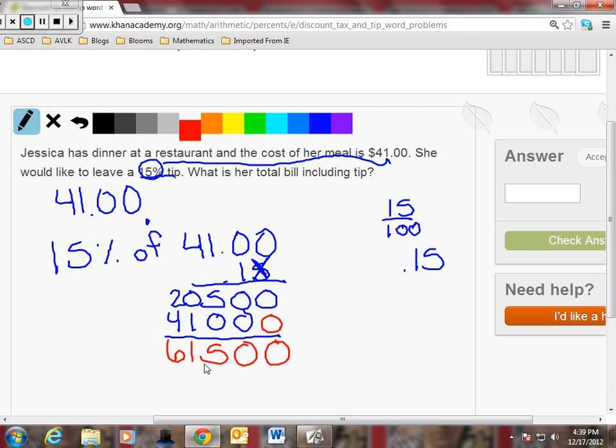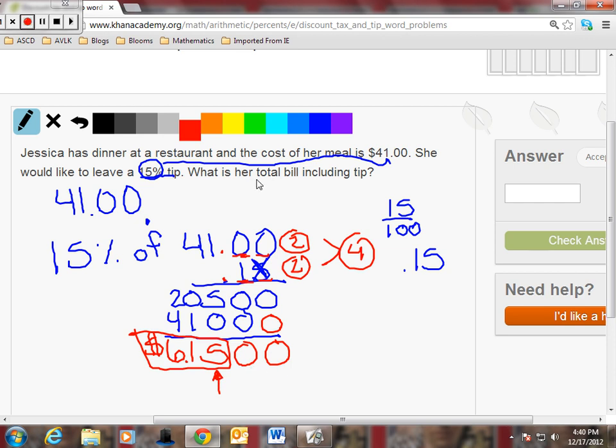Now, does that make sense? I'm going to leave her $61,500? No. Remember when you're multiplying with decimal points, you need to move over. There are two numbers after the decimal point here and two here, 2 and 2 gives me 4, so I need to move it 4 decimal places to the left. 1, 2, 3, and 4. So I am looking at a tip of $6.15. I don't need those other two zeros because when we're talking about change, we end in the hundredths place, so we don't need the thousandths or ten-thousandths.